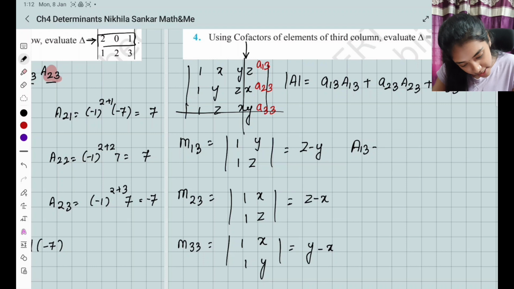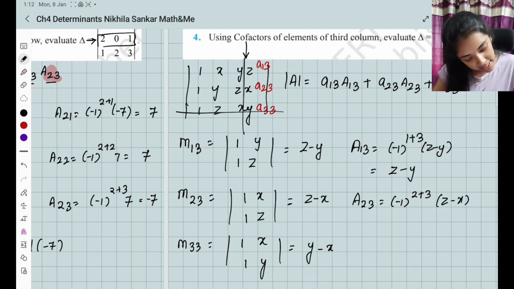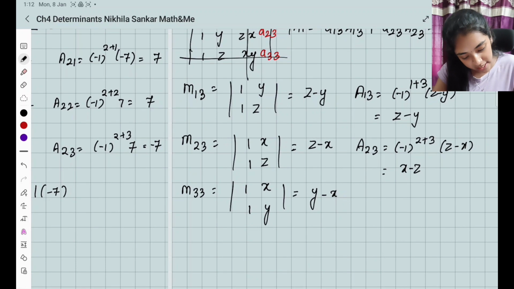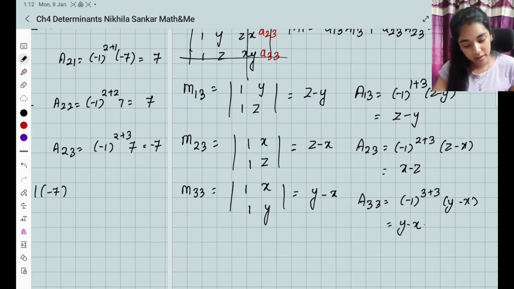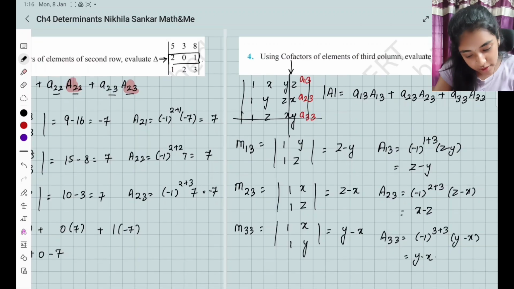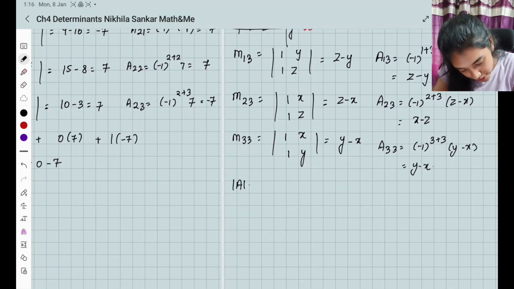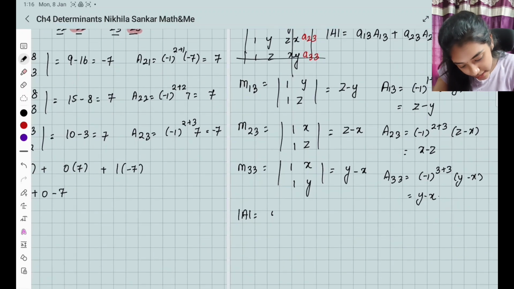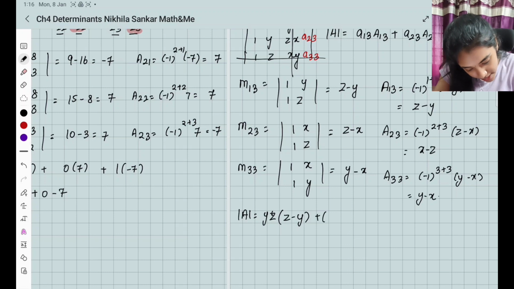இப்போ cofactors. a13 is going to be minus 1 to the power 1 plus 3 z minus y. This is going to be positive. So z minus y. a23 is going to be minus 1 to the power 2 plus 3 z minus x. This is negative. So x minus z வரும். Next, a33 is going to be minus 1 to the power 3 plus 3 y minus x. This is positive. So y minus x வரப்போது. Now, what is the determinant going to be? Substitute the values. a13 is yz. So determinant of a is going to be yz times z minus y plus, what is the next term?